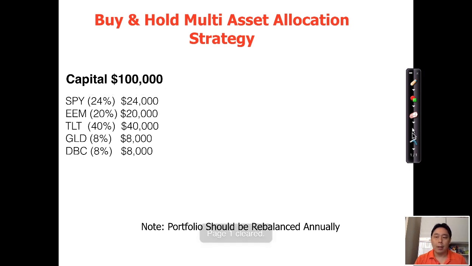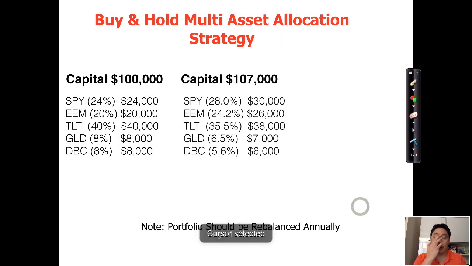So for example, after a year, let's imagine that the S&P 500 went up in value. So from 24,000, it's worth 30,000, right? Emerging markets went up as well, from 20,000 to 26,000. But bonds came down slightly from 40 grand to 38 grand. Gold came down to 7 grand from 8 grand, and commodities went from 8 grand to 6 grand. But overall, you're still making money, right? So 100,000 becomes, for example, 107,000.